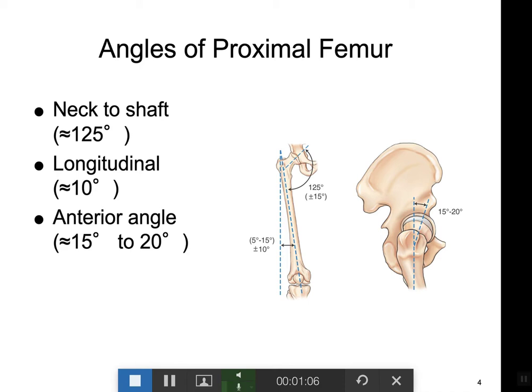Then you have your angles of the proximal femur. From the neck to shaft is about a 125-degree angle. Your longitudinal angle is about 10 degrees. And then your anterior angle is about 15 to 20 degrees.